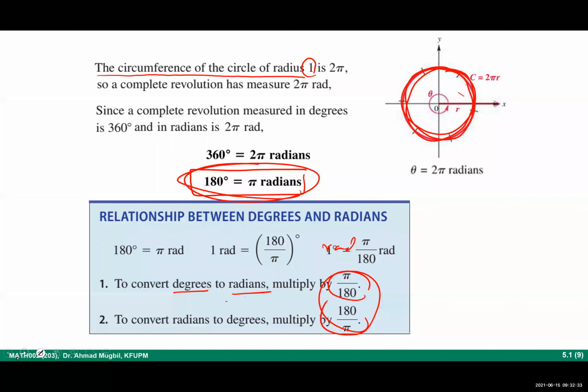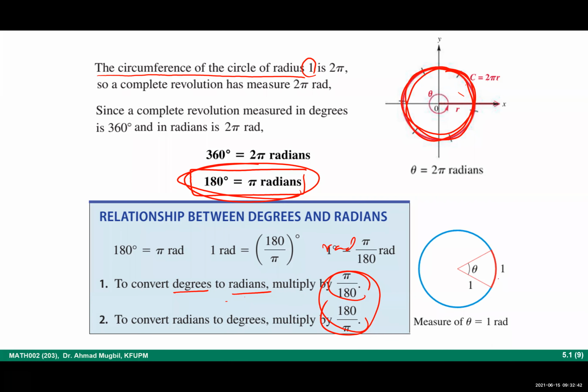Okay, I want you, ya shabab, to realize how much the difference is between these two measures. Let me give you this. Here we have an angle that is theta. Its measure is 1 radian. Who can tell me how much the measure of this angle is in degrees? So this one in degrees equals what? What do you think? Approximately, not exactly.